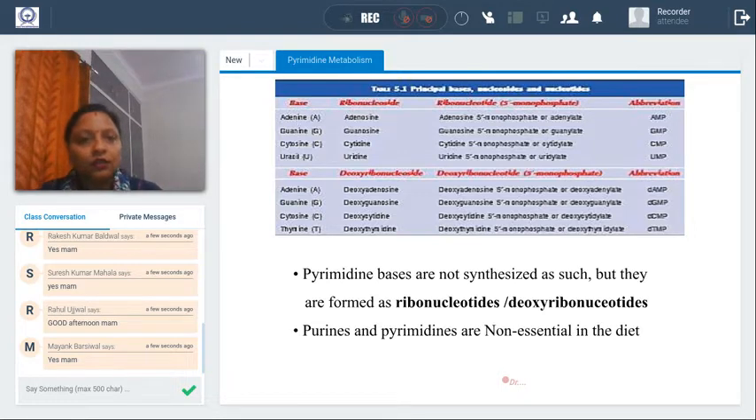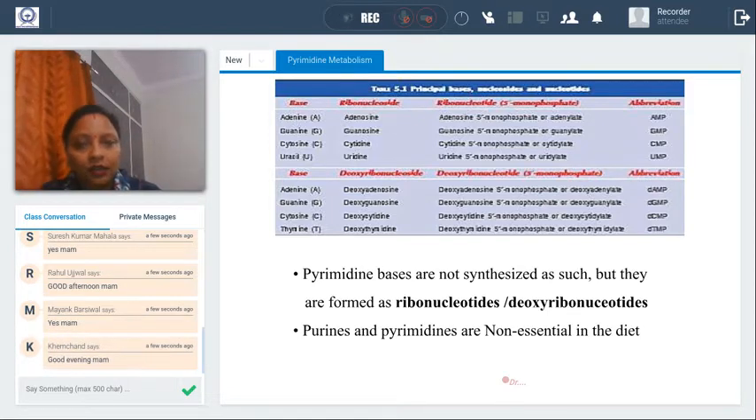First, we will discuss about the nitrogen bases, that is purine and pyrimidines. Purine includes adenine and guanine, as you all know, and the pyrimidine includes cytosine, uracil, and thymine.